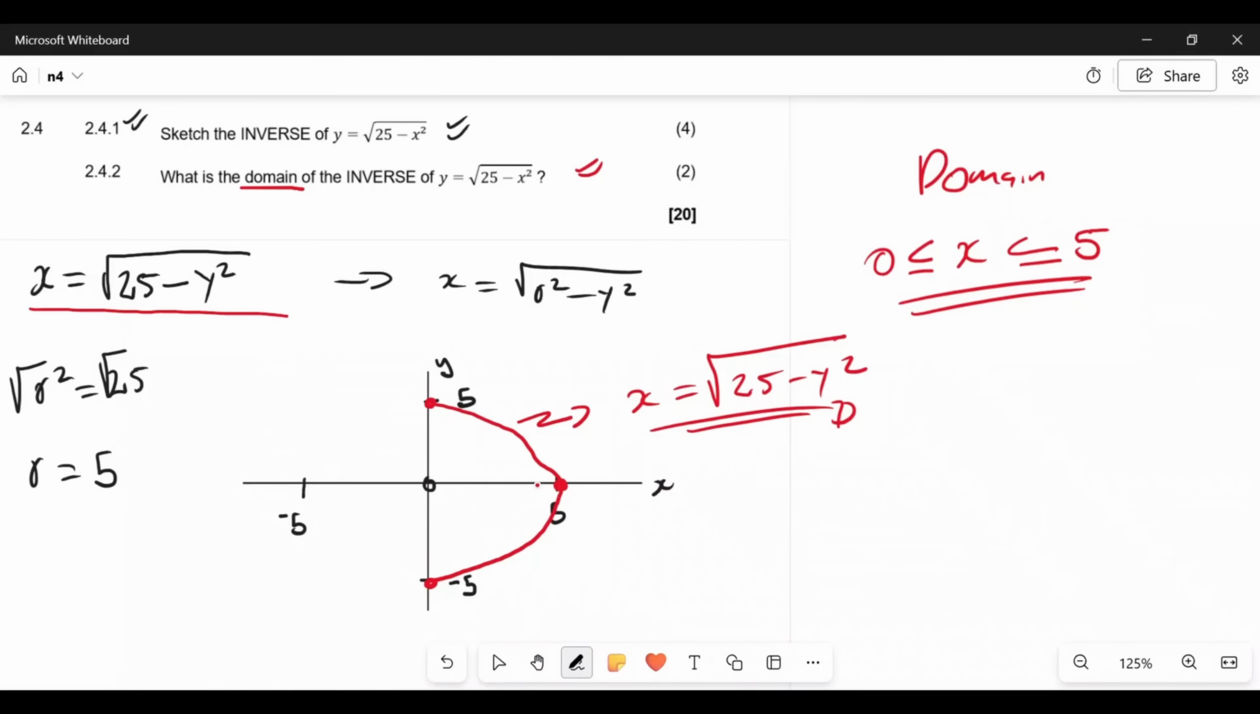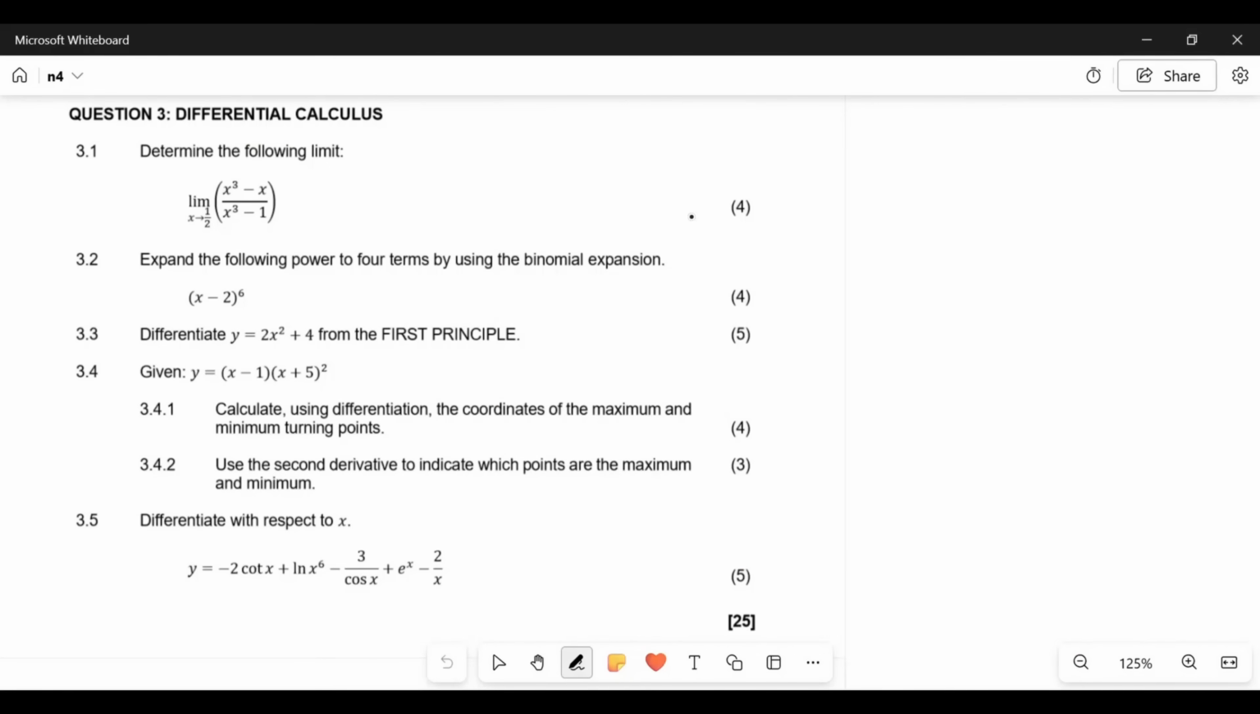We'll do question 3. All right, here is our question 3. Now, question 3, it consists of 5 questions with 2 sub-questions on 3.4. So all in all, this is 7 questions. Basically, question 3 is about differential calculus. So we're going to start with 3.1 and do 3.5 later on. So let me create space for 3.1 and let's solve it.